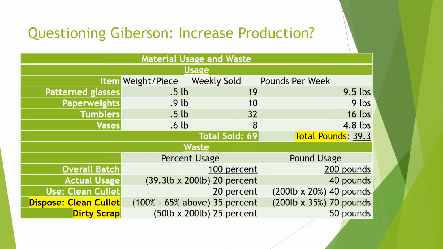This table shown is describing the pounds of material Giberson uses to create his weekly production and the pounds of waste thrown away each week. The question to ask him is if he will consider increasing his weekly production. Giberson's actual weekly usage is 40 pounds of material, which means that after keeping 20% of cullet for the next week's batch, he is throwing away 120 pounds of dirty and clean scraps every week. If he can actually utilize more of his material that he has in hand, then he will be able to increase his weekly production and be able to catch up on back orders.